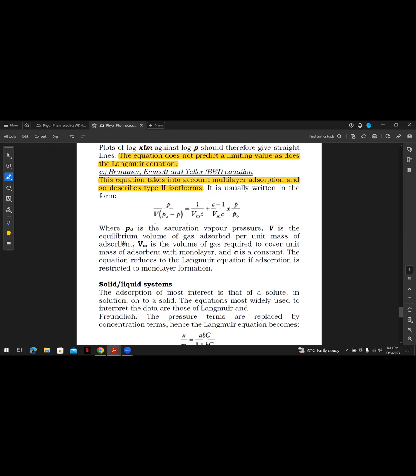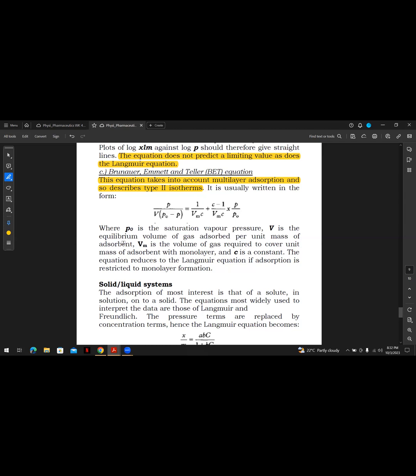All right, maybe the type 2 isotherms can be described by more than one equation, because I feel like the second equation also describes the type 2 isotherms. The equation reduces to the Langmuir equation if adsorption is restricted to a monolayer formation. Okay, so it describes the type 2 isotherms because it's the multi-layer adsorption. From everything that we've explained, the only one with the multi-layer adsorption is the type 2 isotherms.